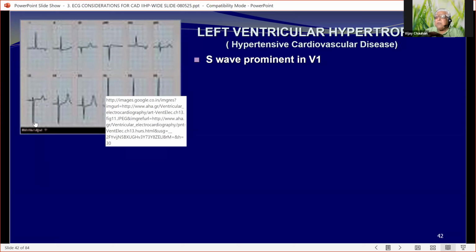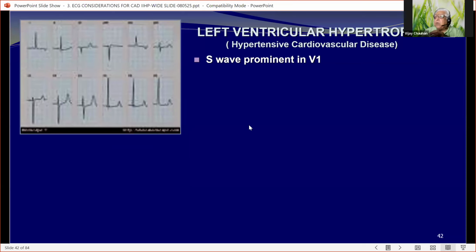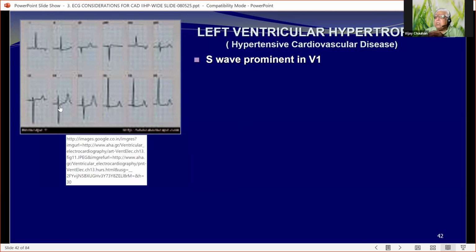So the S wave here is depicting the negative electrical forces in the V1 lead, specifically showing left ventricular activity, and in V3, V4, V5 the R wave is showing electrical activity in the left ventricle. So these wave patterns are themselves diagnostic of left ventricular hypertrophy.